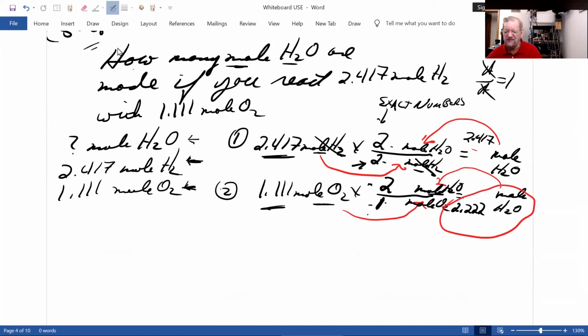This is your answer. So the answer is 2.222 moles of water. And this shows you which one of these is limiting. This, it turns out, runs out before this one, just like the pens and caps.